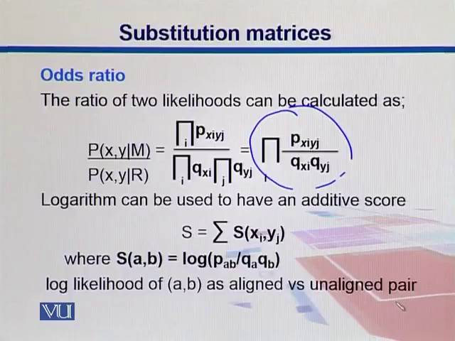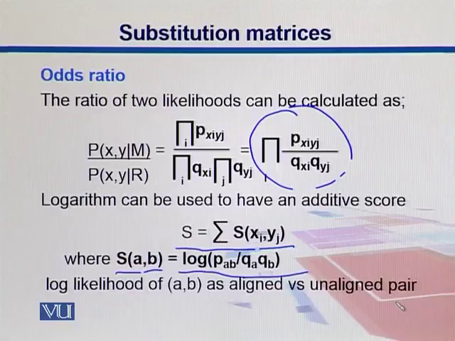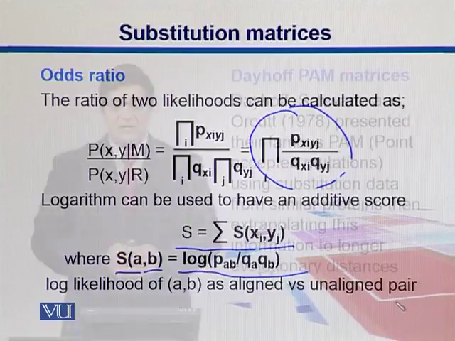So we can take those small numbers and convert them on a log scale. We can come up with whole numbers. And since we are applying those logarithms, these values become summations. So over here we have S, which is the sum of S(Xi, Yj), where the score of A and B is actually the log of P_AB divided by Q_A Q_B, the same thing which we have done over here. So that is the log likelihood of AB as an aligned versus unaligned pair, or log odds ratio.